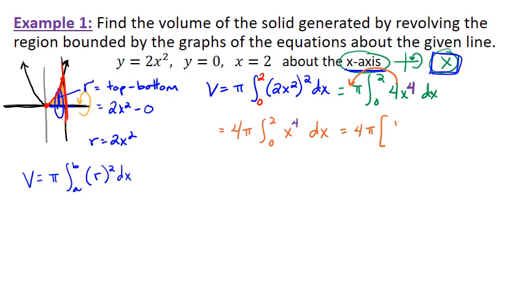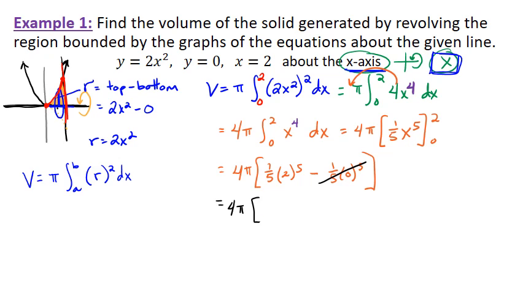So when I integrate then, I end up getting 1/5 x to the power of 5. And we're going to evaluate that from 0 to 2. So 4 pi, oh boy, 4 pi times 1/5 2 to the 5th minus 1/5 0 to the 5th. You should recognize that this goes away. So we have 4 pi times, this is 32 fifths. So we get 128 pi over 5.